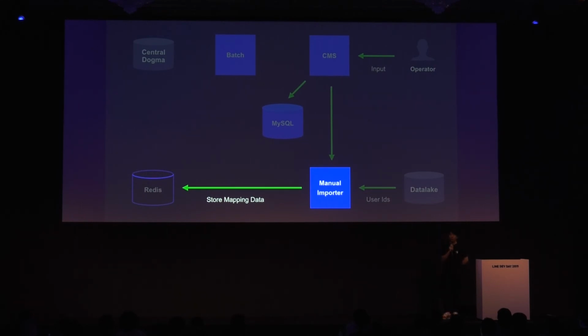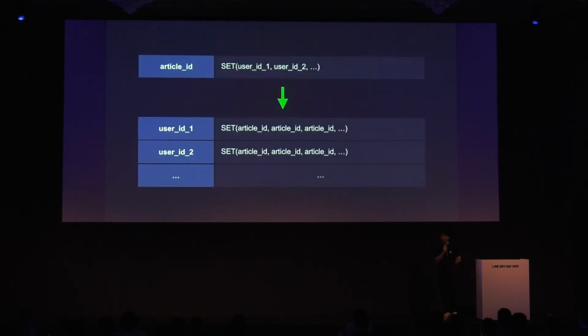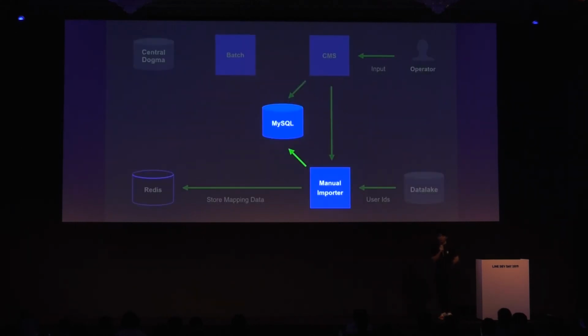When we complete the user ID extraction, user ID and article ID mapping data is saved in Redis cluster. The mapping data format uses user ID as a key, and the value is article ID as a set. With this, the data size per key can be reduced so that we can save mapping data without jeopardizing the benefits of Redis cluster.